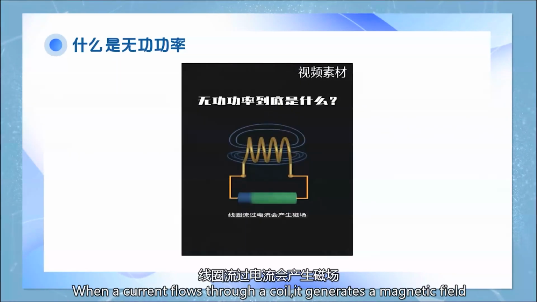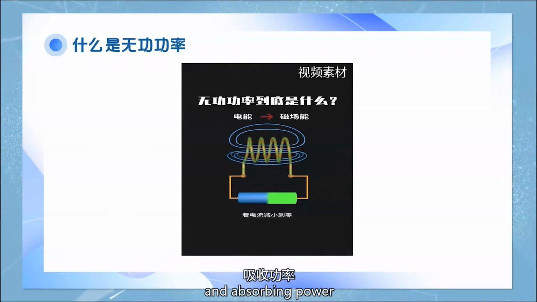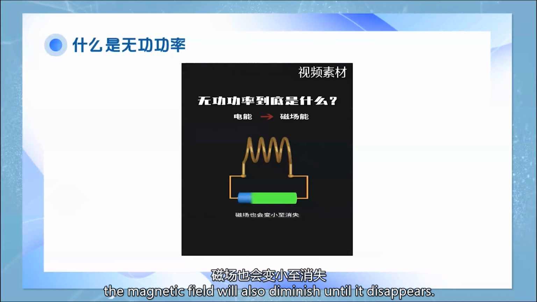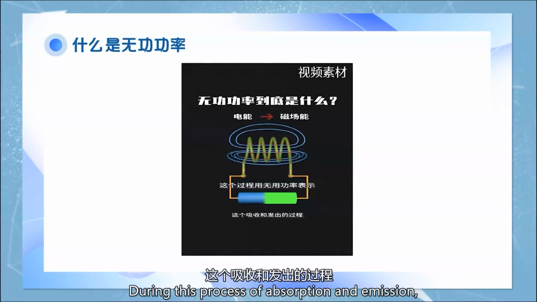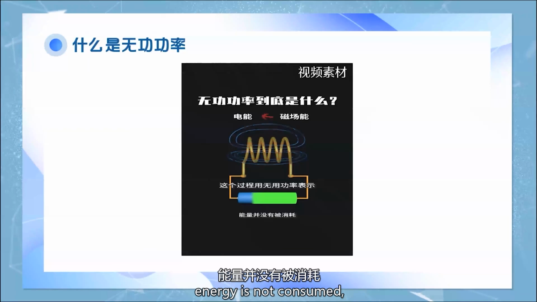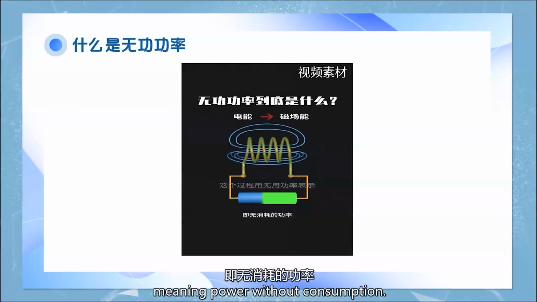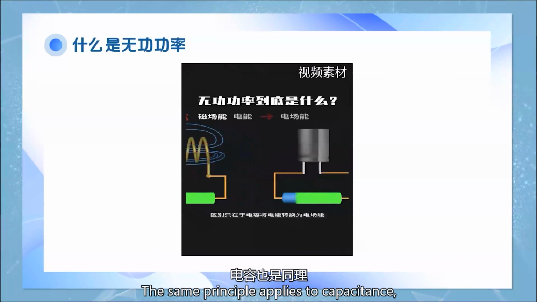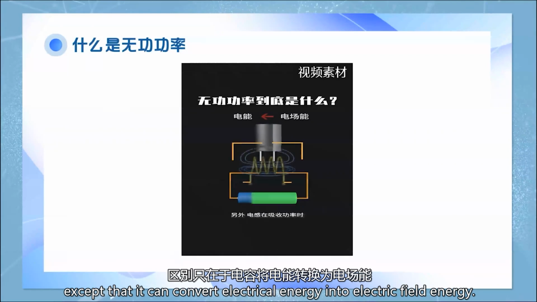When a current flows through a coil, it generates a magnetic field, converting electrical energy into magnetic energy and absorbing power. If the current decreases to zero, the magnetic field will also diminish until it disappears. The coil converts magnetic energy back into electrical energy, emitting power. During this process of absorption and emission, energy is not consumed, so it is called reactive power, meaning power without consumption. The same principle applies to capacitance, except that it can convert electrical energy into electric field energy.